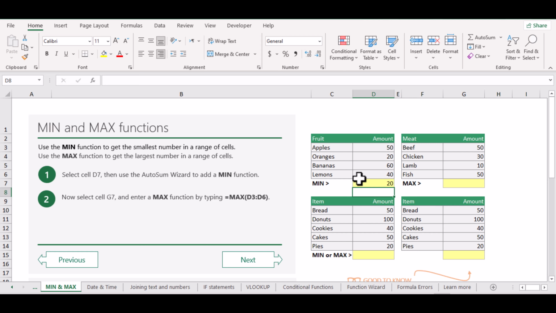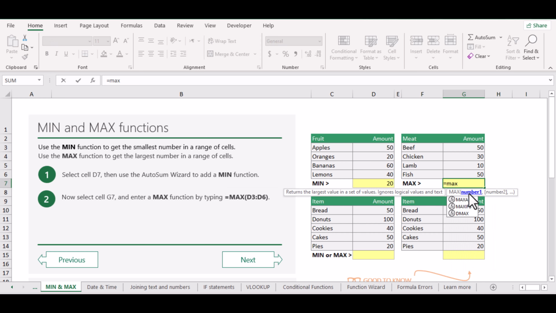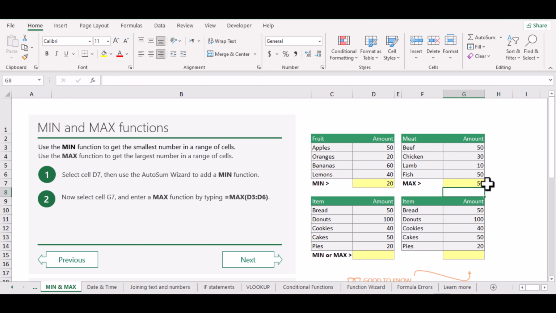Let us move to max. Max gives us the largest value in a range of cells. Write max formula here. Fifty is the largest value among all these values.